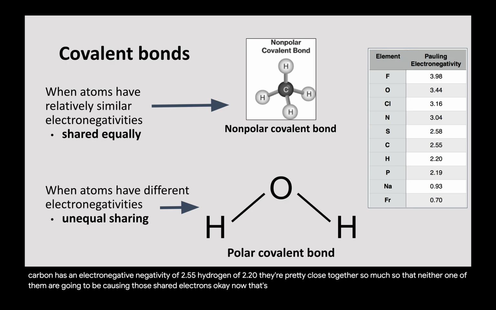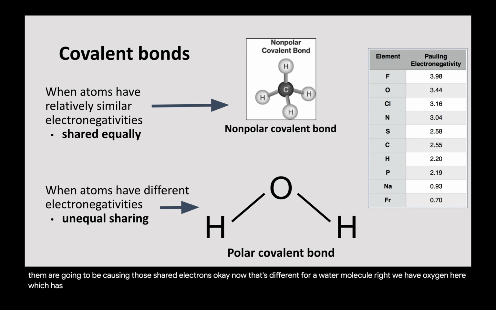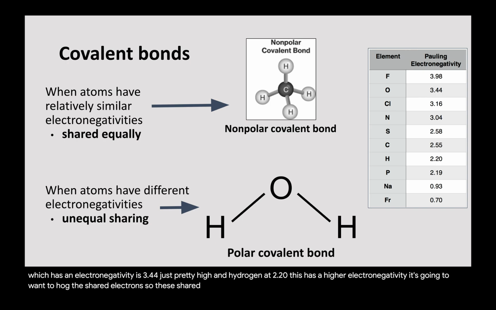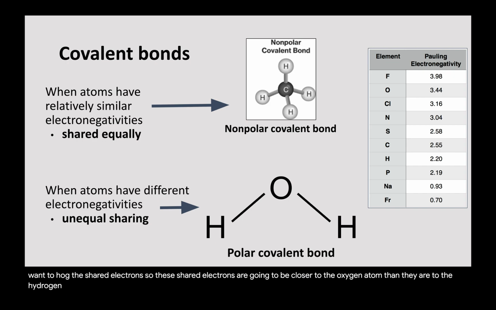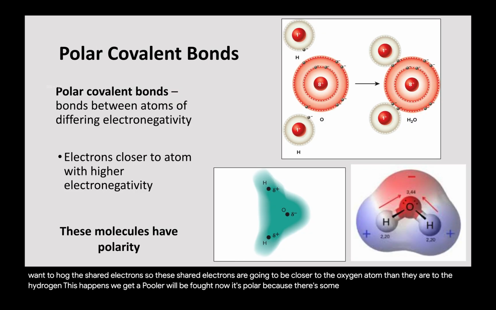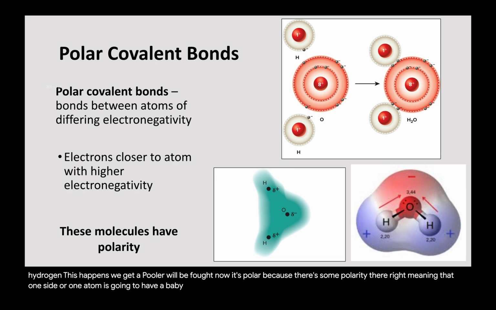Now that's different for a water molecule. We have oxygen here, which has an electronegativity of 3.44, which is pretty high, and hydrogen at 2.20. Oxygen has a higher electronegativity, so it's going to want to hog these shared electrons. The shared electrons are going to be closer to the oxygen atom than to the hydrogen atom. When this happens, we get a polar covalent bond. It's polar because there's some polarity there, meaning that one side or one atom is going to have a different charge than the other.